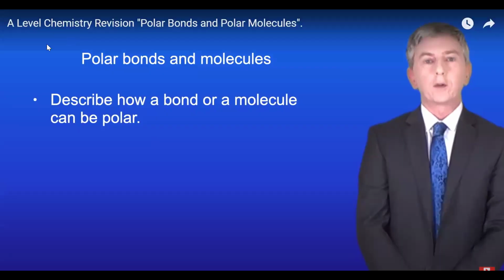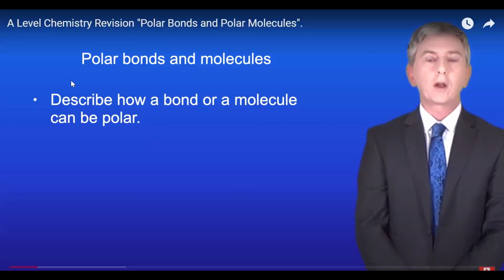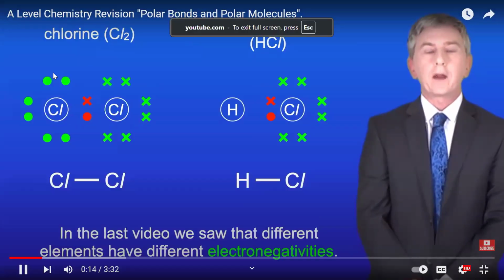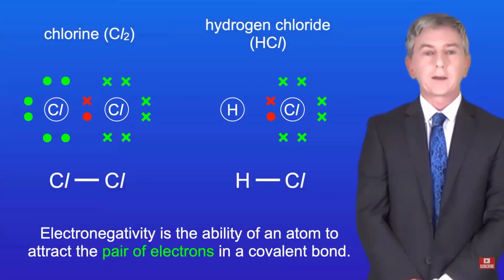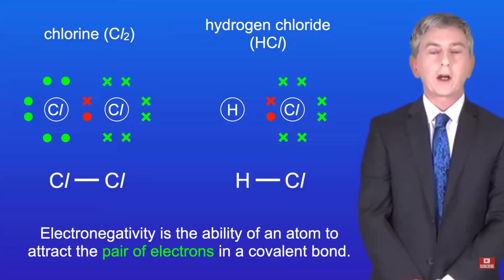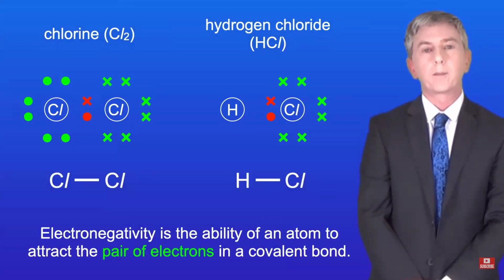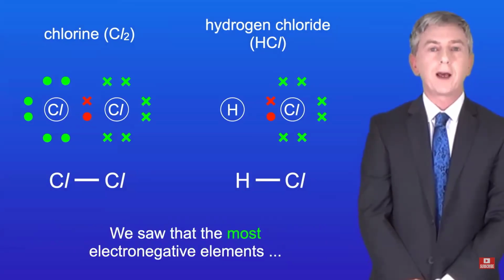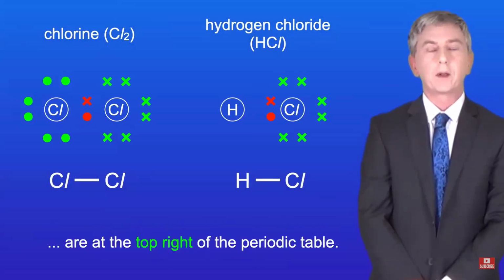By the end of this video, you should be able to describe how a bond or a molecule can be polar. In the last video, we saw that different elements have got different electronegativities. Electronegativity is the ability of an atom to attract the pair of electrons on a covalent bond. We saw that the most electronegative elements were at the top right of the periodic table.